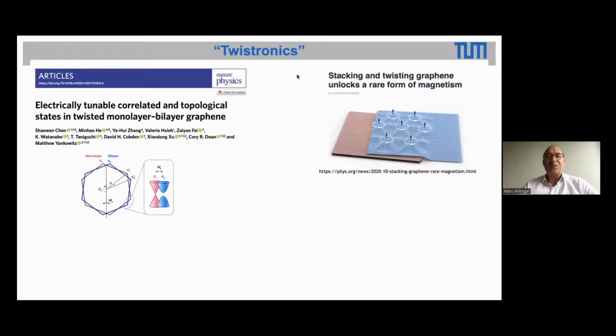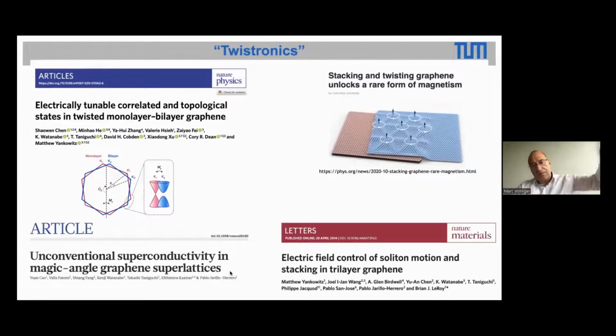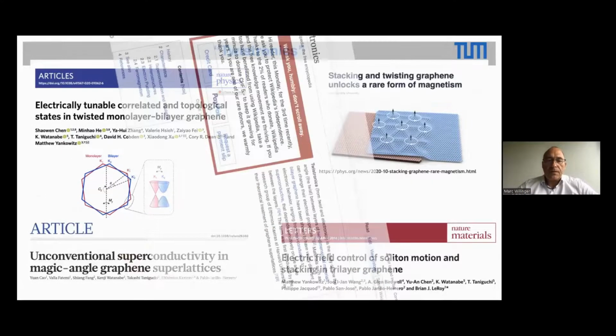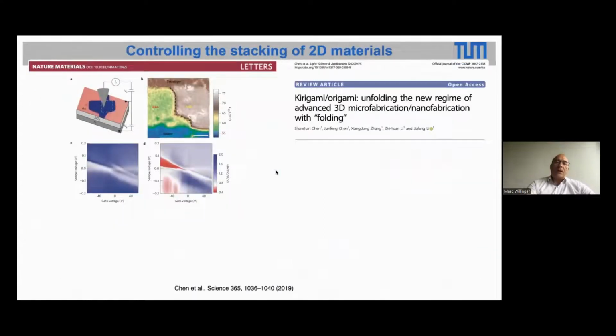So it's really a new field that is just made up by people who try to control the twisting angle between layers of 2D material. So there's superconductivity, magic angle graphene superlattices, and electric field controls, soliton motions, a lot of electronic states that you can basically tune by tuning the twist angle. So yeah, it's quite a hype, and it's good to publish in high-level papers, twistronics. Anyhow, so how do you do that?